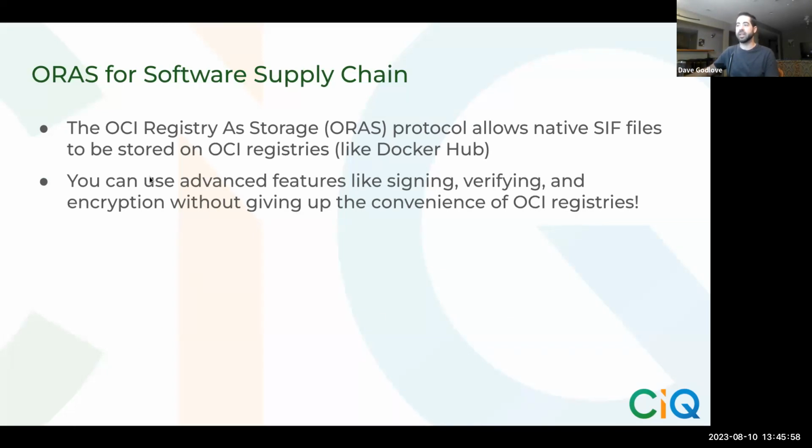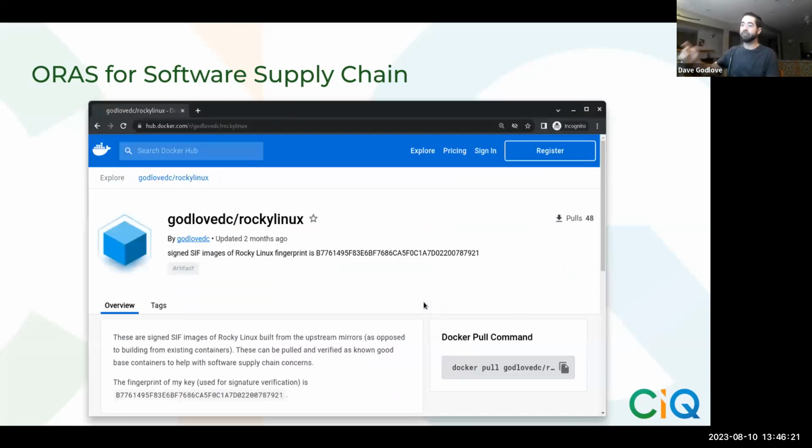The great thing about this is that there are some advanced features that you can use with the Singularity image format or CIF files that include things like signing and verifying your containers and using encryption. And now you can do that, and you can still use an OCI registry. So you can take advantage of the advanced features of CIF and still use an OCI registry.